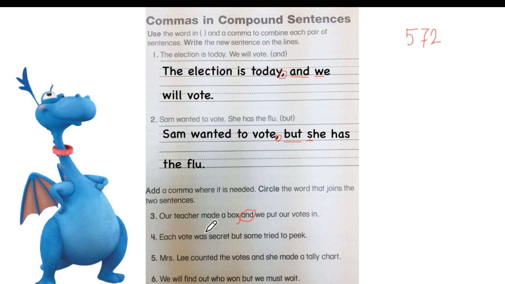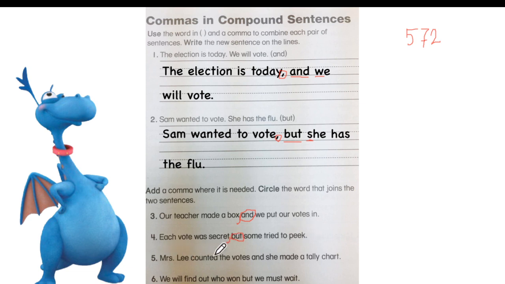Each vote was secret, but some tried to peek. Where is the joining word, the conjunction word, and or but? It is here. But is the joining word. Where shall I put the comma? Before or after? Before. Very good.